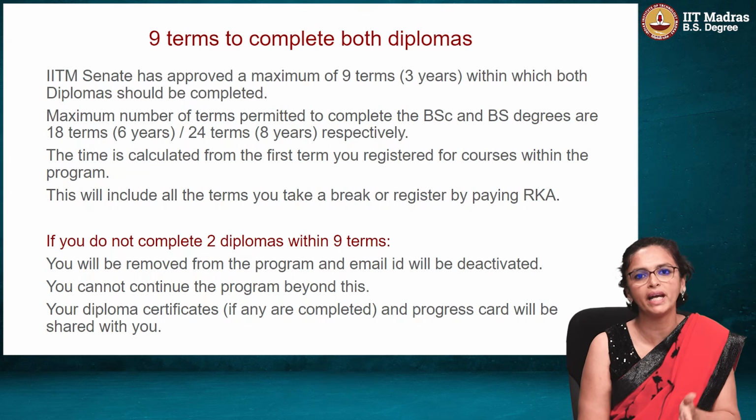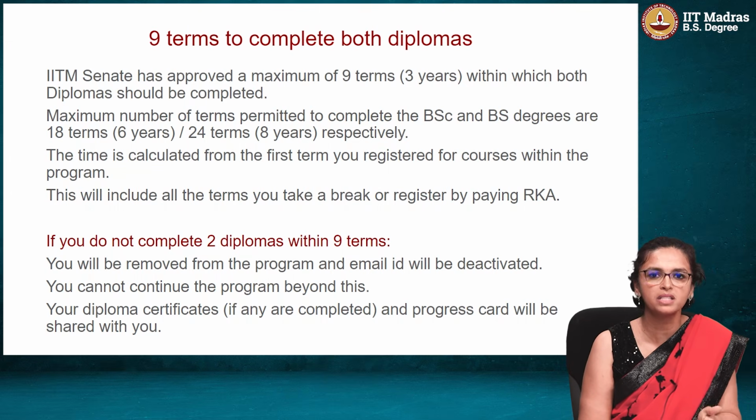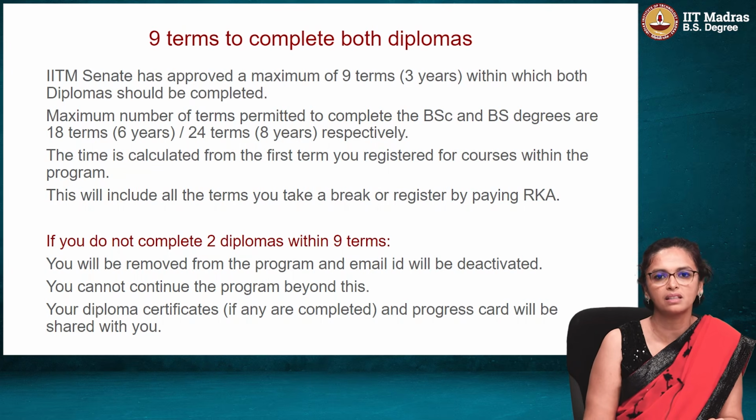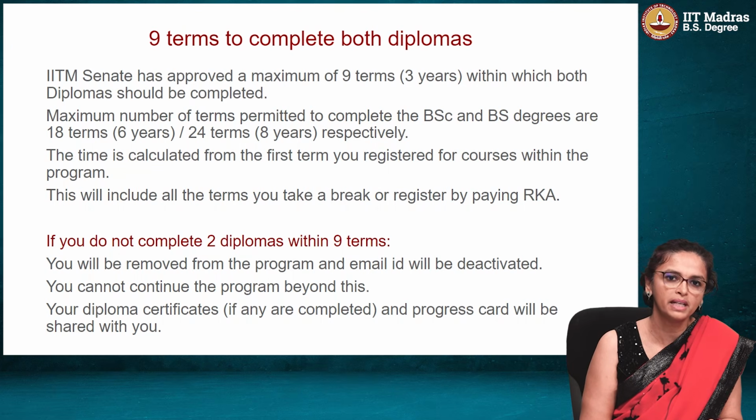So from the term you enter the diploma level, right? The first term that you enter the diploma level and start courses, from there we will again start the count of 9 terms. You have to complete the 2 diplomas within a period of 9 terms.